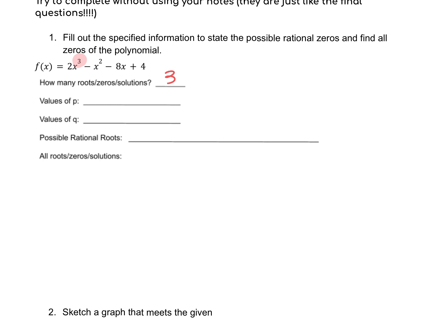Possible values of p. So again, p is the constant. So I'm looking at this back number right here. The factors that go into 4 would be 1, 2, and 4. That's it. Okay. Then we're dealing with the factors of q, which is going to be that leading number, that leading coefficient, which is 2. Only thing that goes into 2 is 1 and 2.